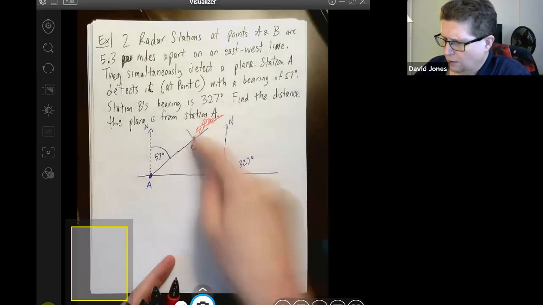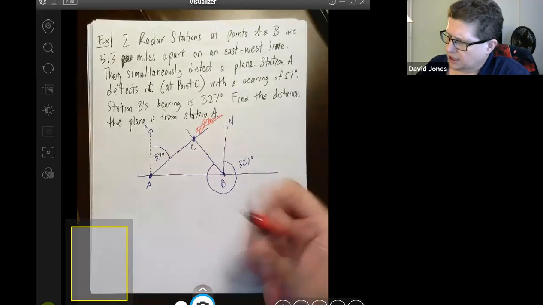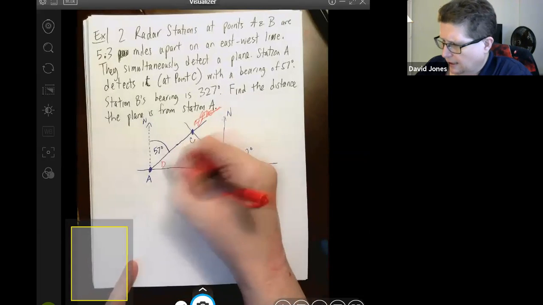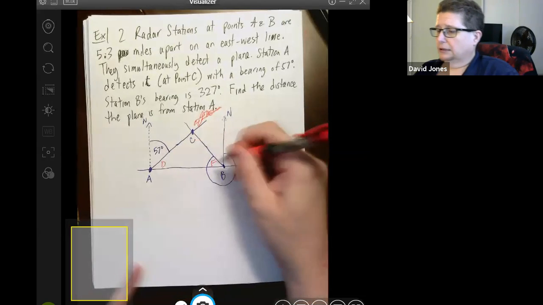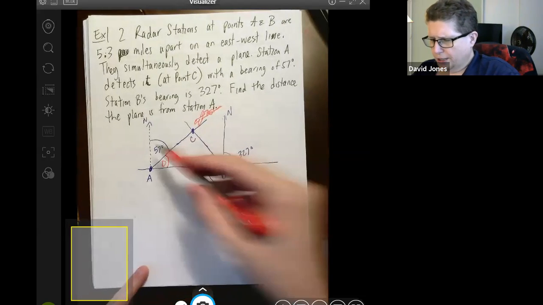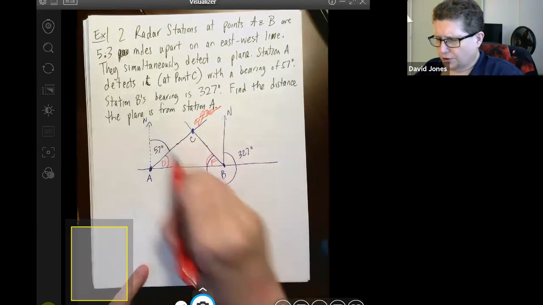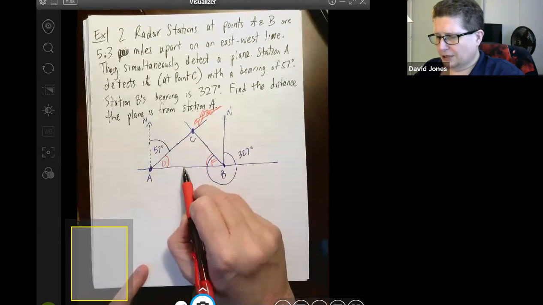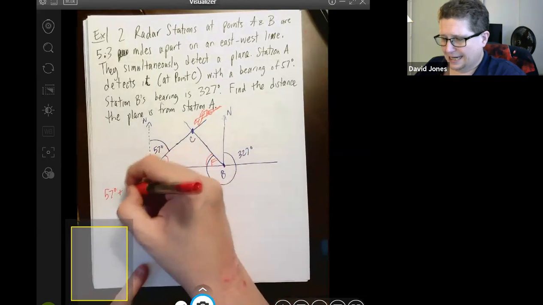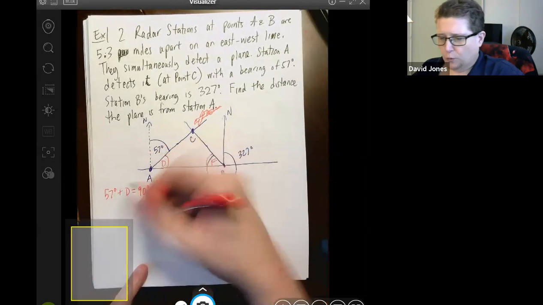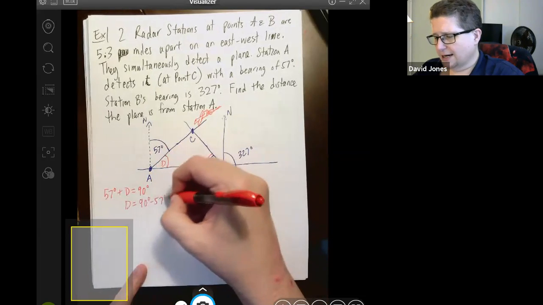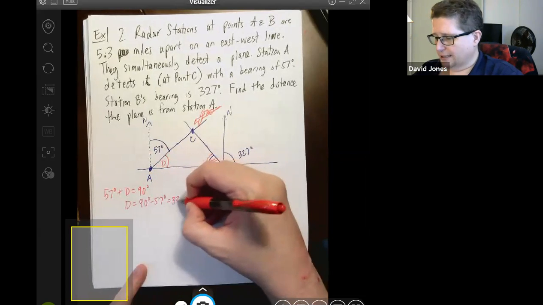Well, let's look at the triangle. What are these angles? We've already used A, B, and C, so let's call this angle D, and let's call this angle F. We know that from true north to east is 90 degrees. So 57 degrees plus D has to equal 90 degrees. We subtract 57 degrees from the left side, we get 33 degrees.